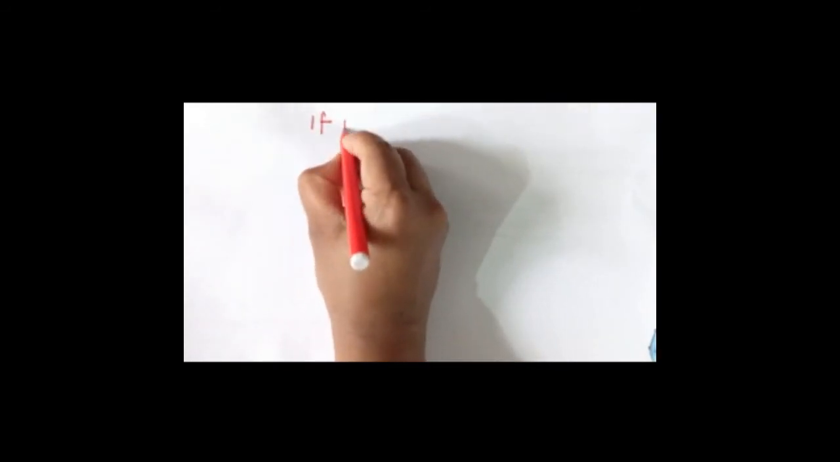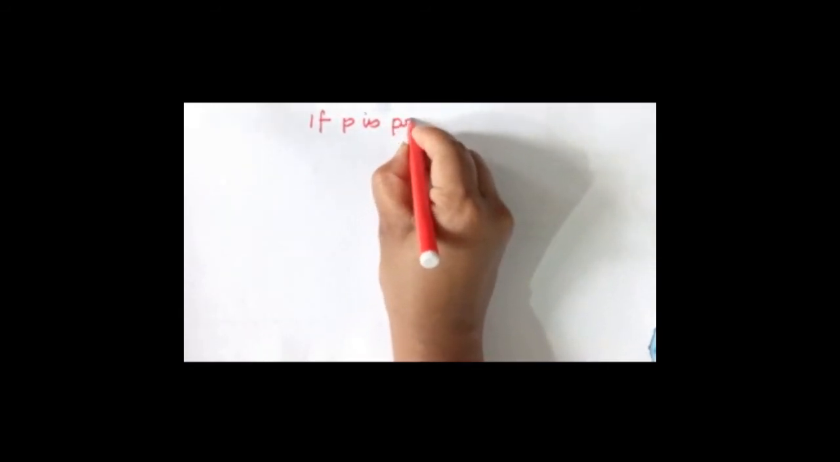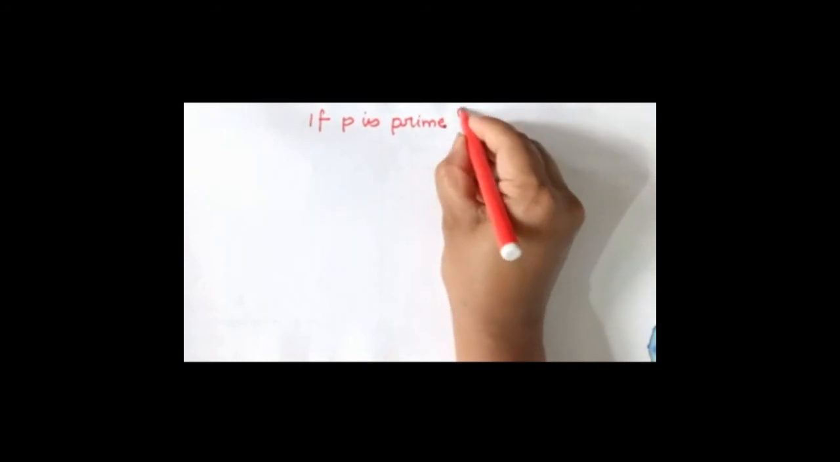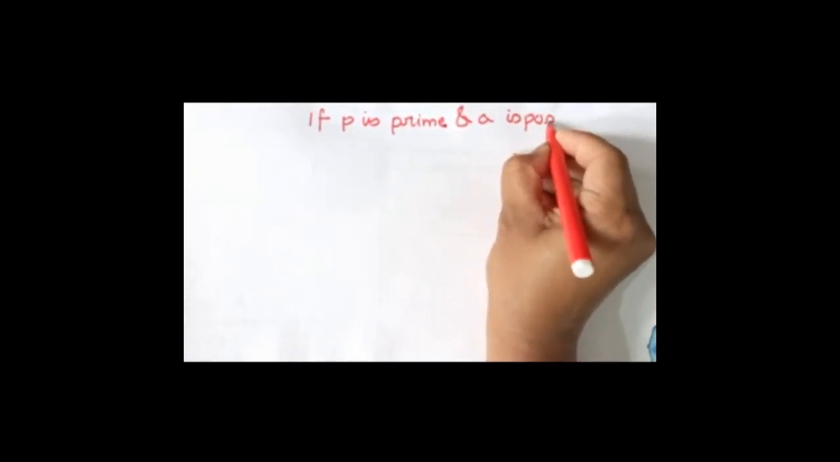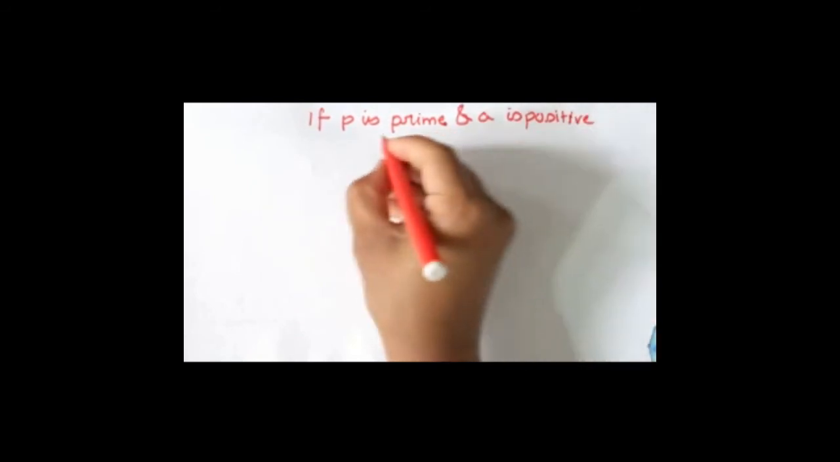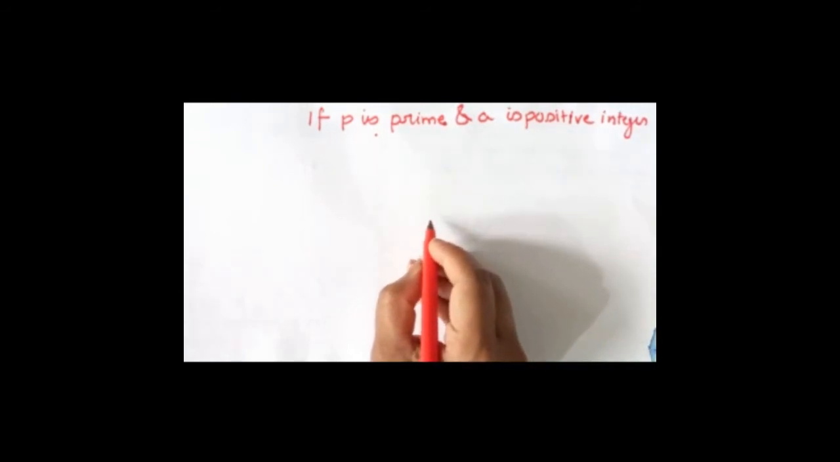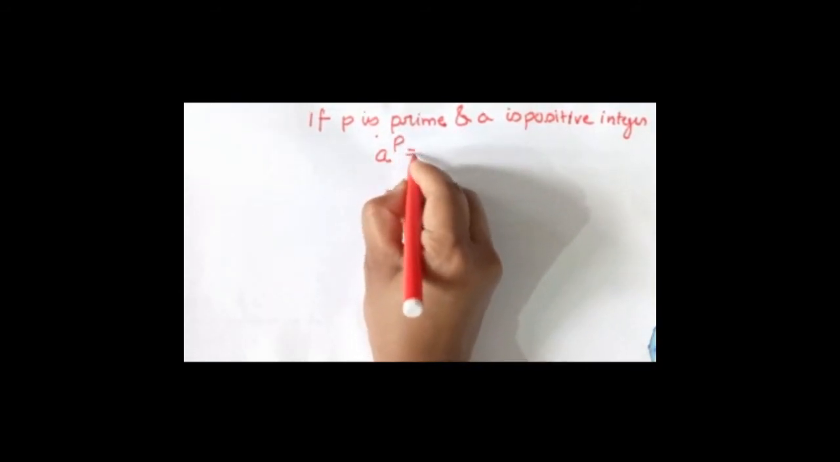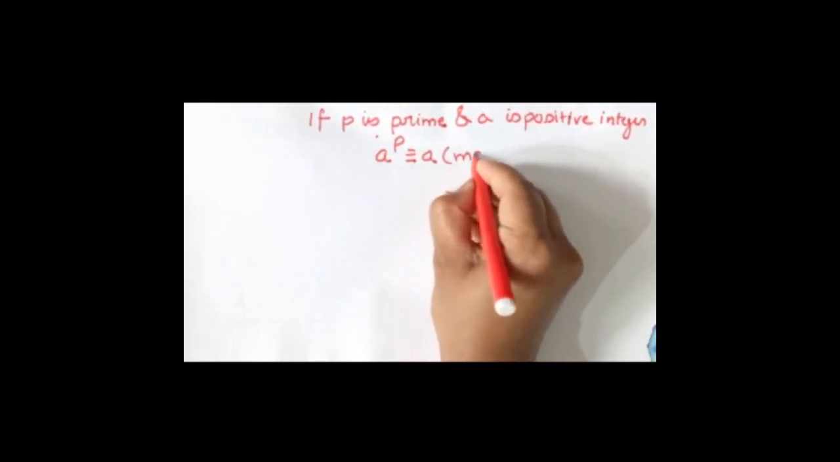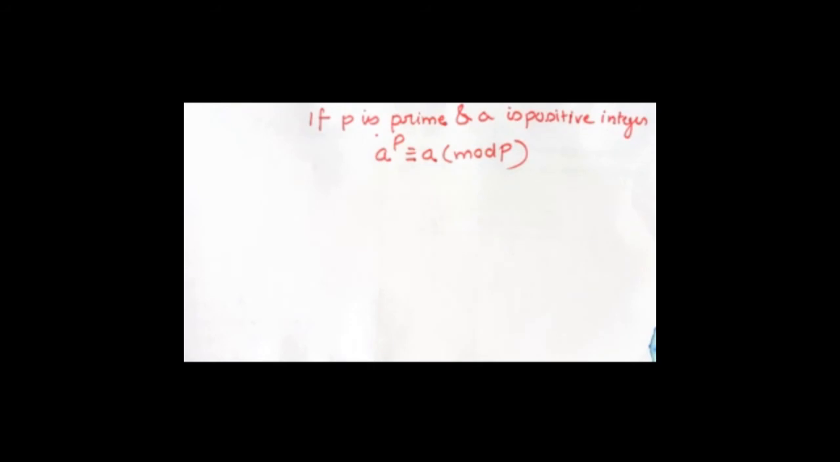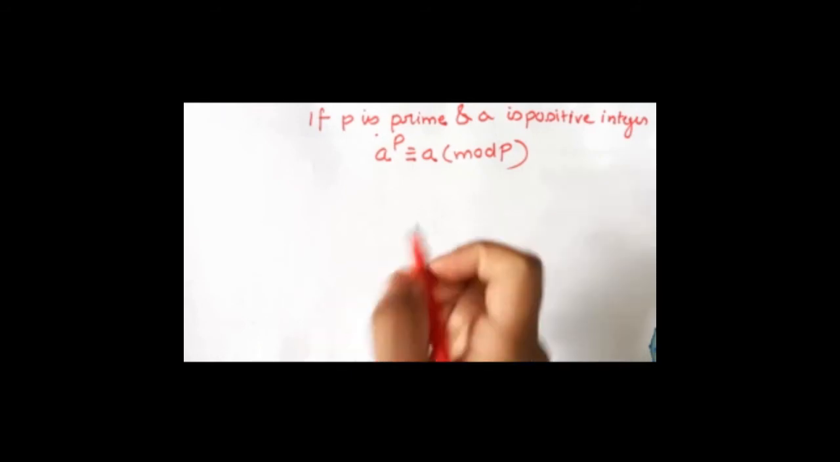There's another alternate form of Fermat's theorem. The alternate form of Fermat's theorem states that if P is prime and A is a positive integer, then you can state that A to the power P is congruent to A mod P. This is another theorem that you can use. Just remember one thing, that here for A and P, it is not necessary that they are relative prime.